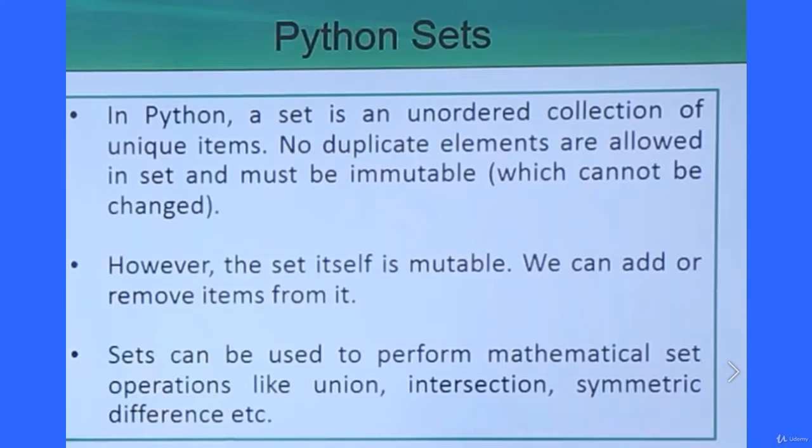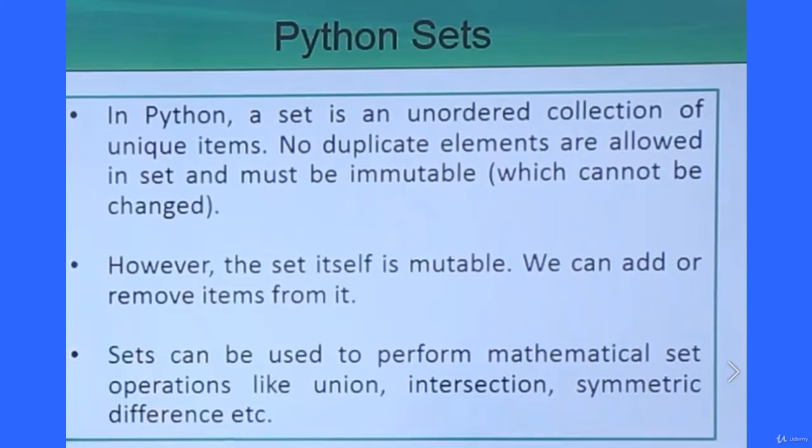Python sets. That is another data type available in Python. In Python, a set is an unordered collection of unique items. No duplicate elements are allowed in a set, and elements must be immutable, which means they cannot be changed. However, the set itself is mutable, so we can add or remove items from it.